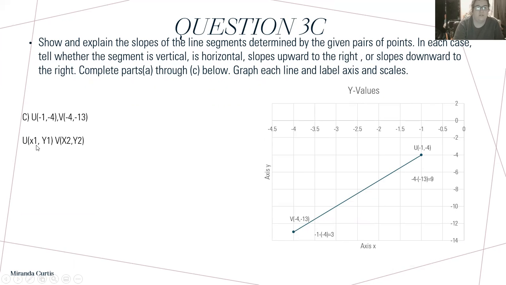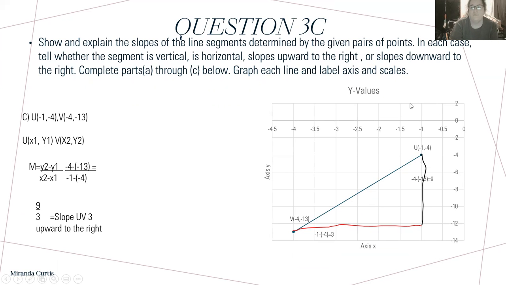Okay, again, I made sure to label the x1 and the y1 so it wouldn't be confusing. Right here we have our y2, which is -4, and our y1 is -13. And down here is x2 minus x1, which is -1 minus -4. Okay, -1 minus -4 is 3. That's our red line. -4 minus -13 is 9. So if you look at our line, it's upwards to the right. Our slope is 9/3, and when you divide, the slope gives you 3.